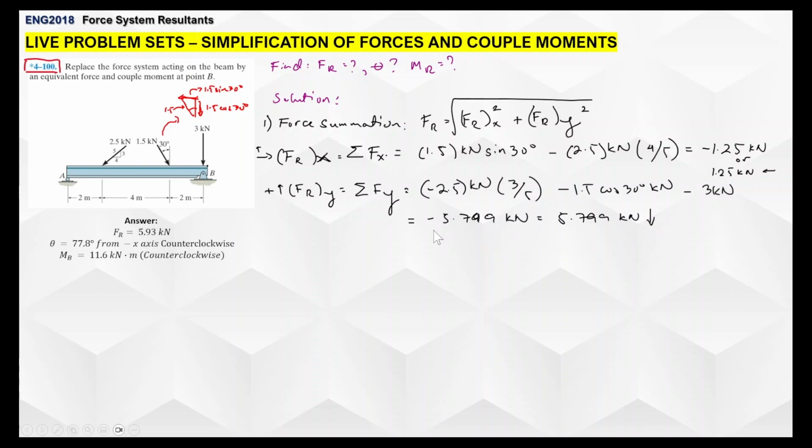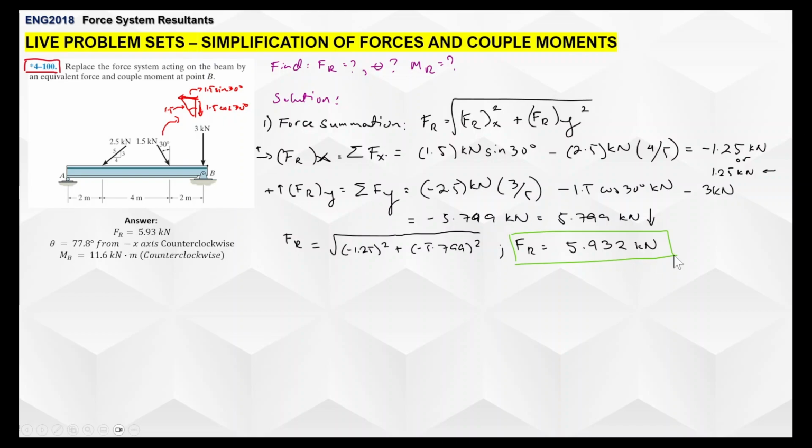Negative. So since now you know the Fr sub X and the Fr sub Y, you can now get the resultant force. You just square them and get the sum and then get the square root. You will have 5.932 kilonewtons. So that's one of our final answers.